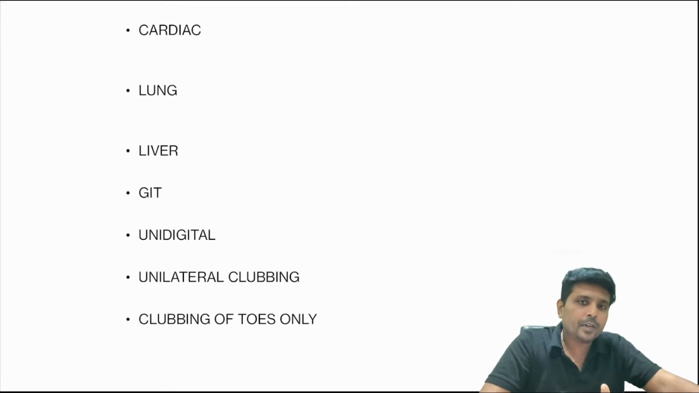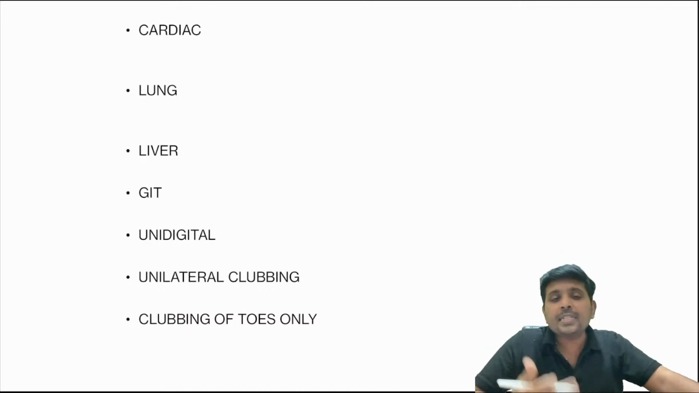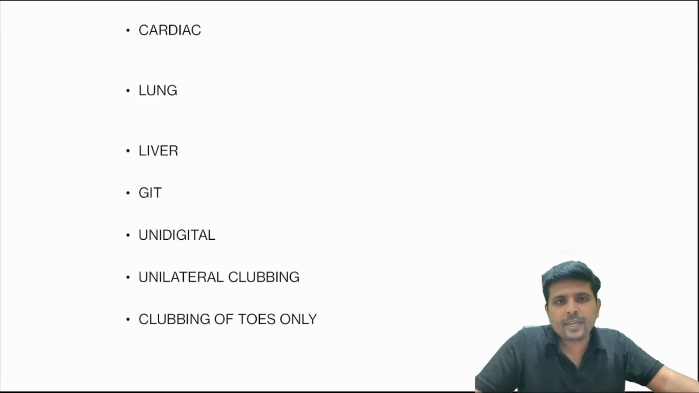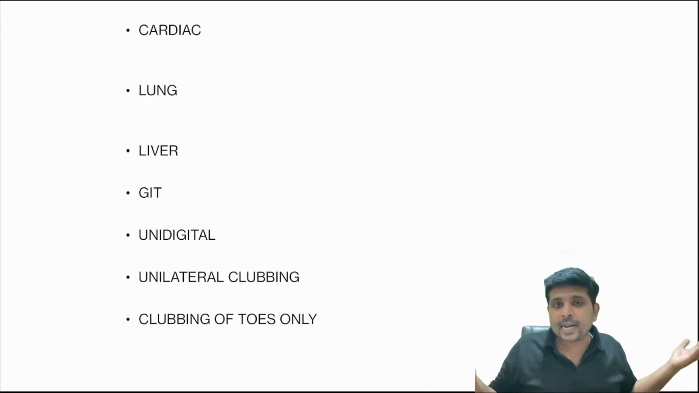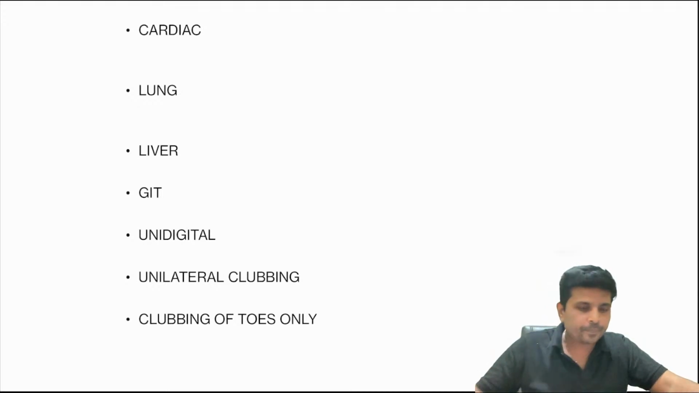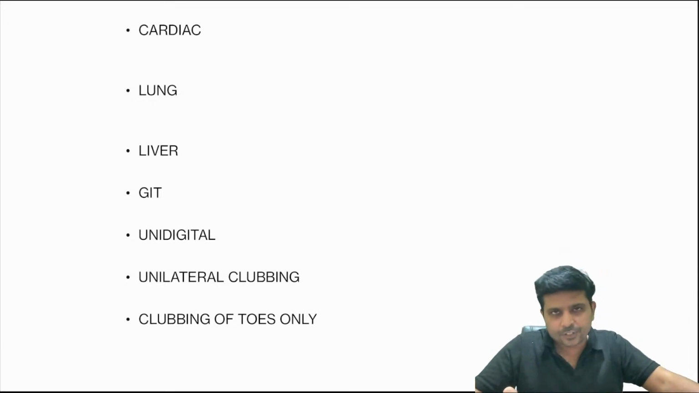What are all the causes for clubbing? So yes, you saw clubbing. What is the inference? What does clubbing indicate? Whenever clubbing is present, there must be an underlying etiology. What are all those etiologies? It can be due to cardiac, lung, liver, GIT, etc.